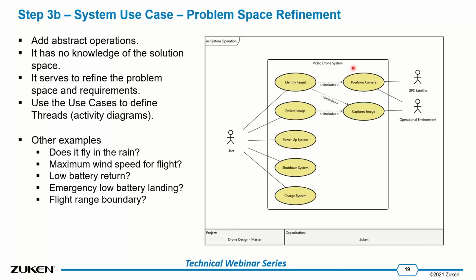Other examples that aren't on here, you may identify, well, will it fly in rain? Well, maybe we want to do a use case specifically as a specific example to talk about this diagram and, well, will it work in rain? What about wind speed? What about low battery return? Emergency low battery landing? Flight range? Those are all things that we can talk about in use cases to further develop the functionality we need for the system.